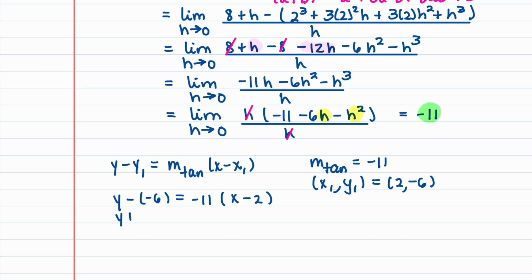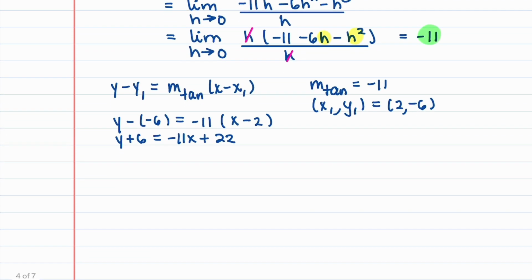This is y plus 6 is equal to minus 11x plus 22. I'm going to pull the 6 to the right-hand side and write our answer as y is equal to minus 11x plus 22 minus 6. So we have y is minus 11x plus 16. And that is the equation of our tangent line.